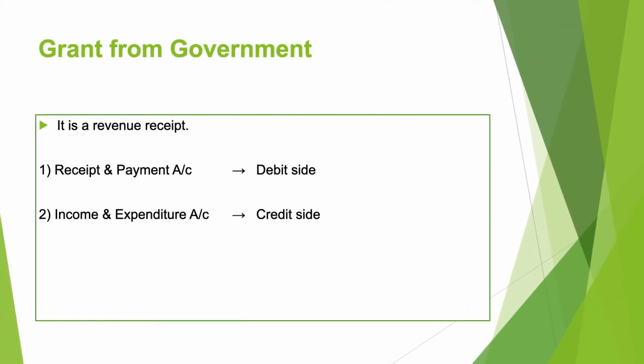Grant from government. In order to run the non-profit organizations, government also gives them some grants. So it is of a recurring nature. So it is a revenue receipt. In receipt and payment account, it is recorded on the debit side, and in income and expenditure account, it is recorded on the credit side.